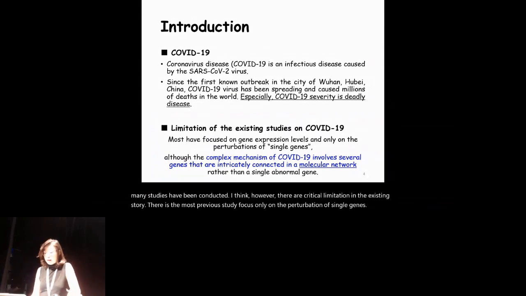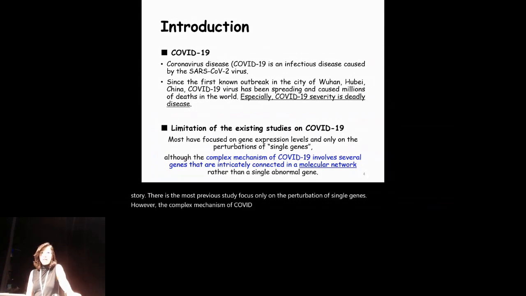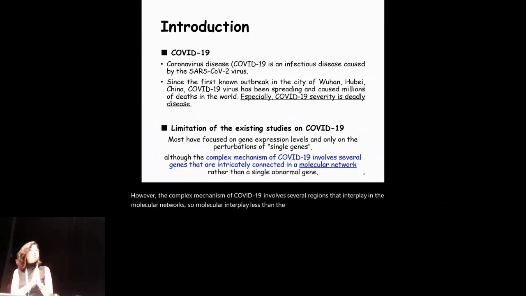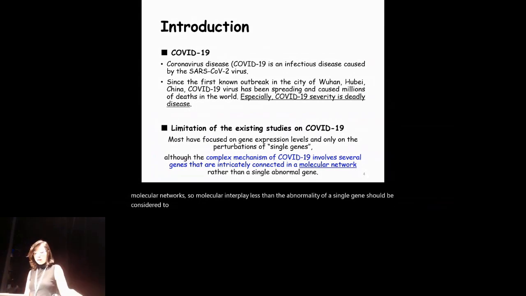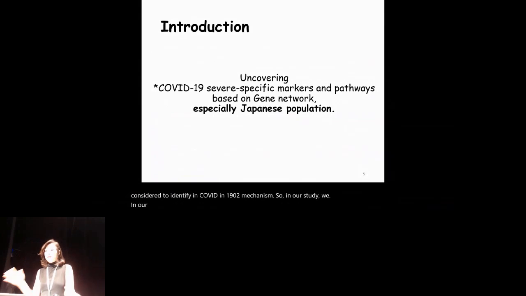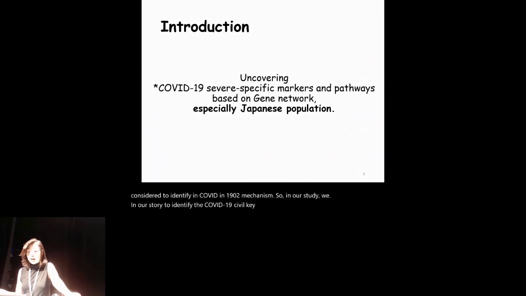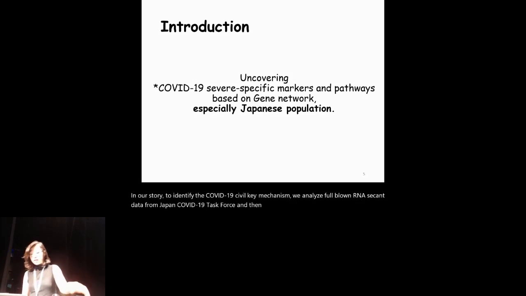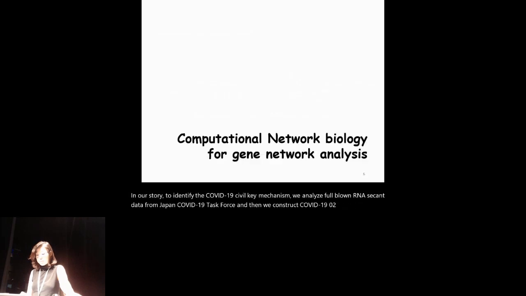However, the complex mechanism of COVID-19 involves several genes that interplay in the molecular networks. So molecular interplay, rather than the abnormality of a single gene, should be considered to identify the COVID-19 severity mechanism. So in our study, to identify the COVID-19 severity mechanism, we analyzed whole blood RNA sequence data from the Japan COVID-19 task force. And then we constructed COVID-19 severity specific gene networks.